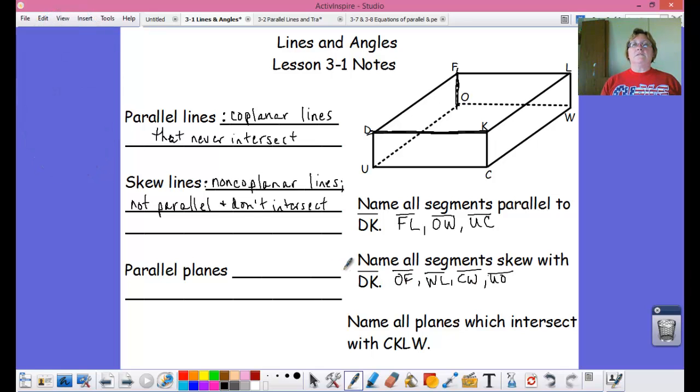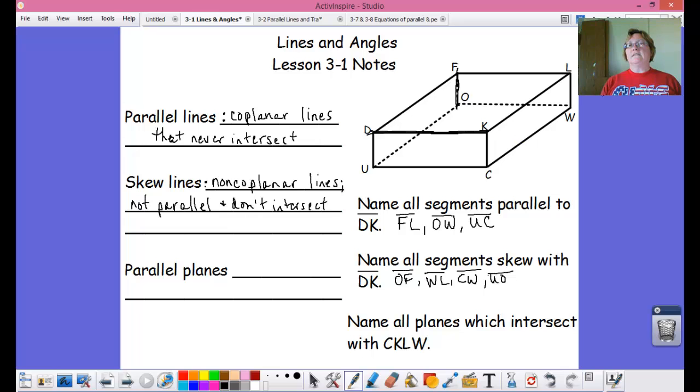Alright, here are my results. You may have named, of course, the letters in opposite orders, but you should have come up with 3 segments parallel to DK. All 3 of those run exactly the same direction, left to right: FL, OW, and UC down here at the bottom. The segments that are skew to DK, well, we already had mentioned OF. There's this one, WL, and then there are these two.